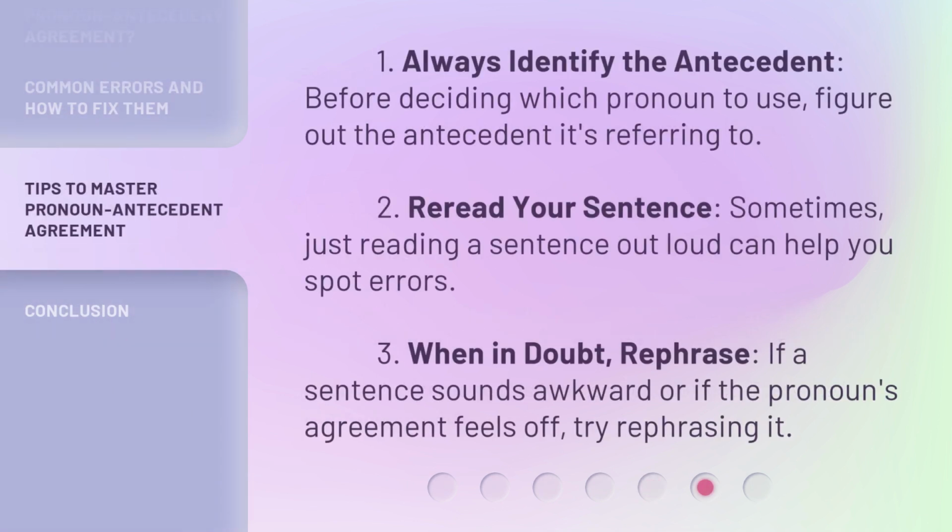1. Always identify the antecedent. Before deciding which pronoun to use, figure out the antecedent it's referring to. 2. Reread your sentence. Sometimes, just reading a sentence out loud can help you spot errors. 3. When in doubt, rephrase. If a sentence sounds awkward or if the pronoun's agreement feels off, try rephrasing it.